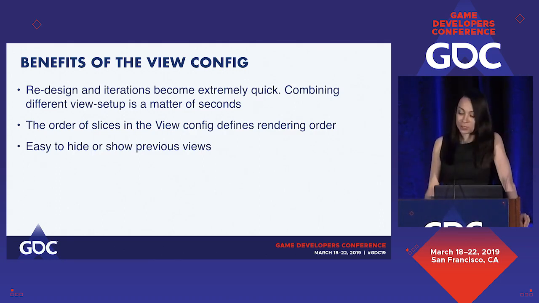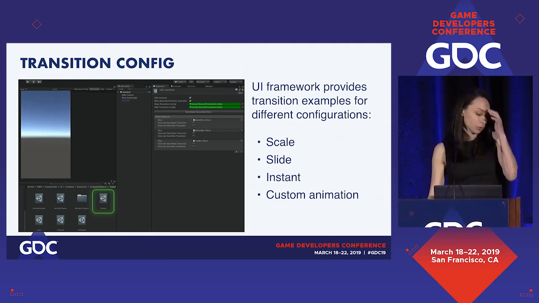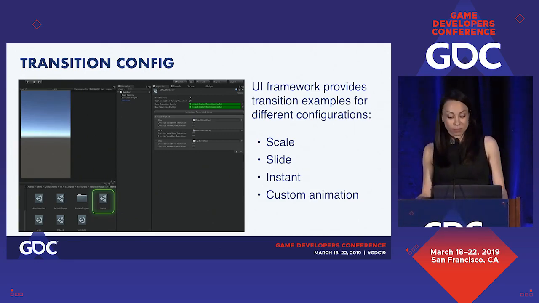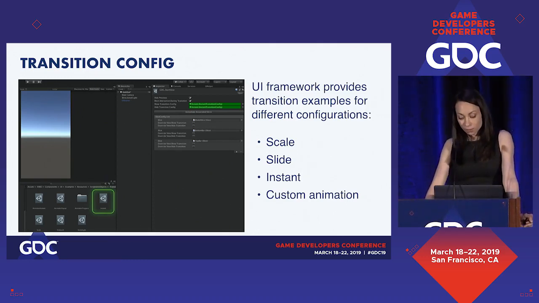I mean, in the previous example it already knew how, but for knowing how, it needs another component that we call transition config. The UI framework provides transition examples for different configurations, like sliding and scaling. It can be instant transitions, or it can be absolutely custom animation. After that, all these transitions can be copied, adjusted, and easily assigned to every view config.